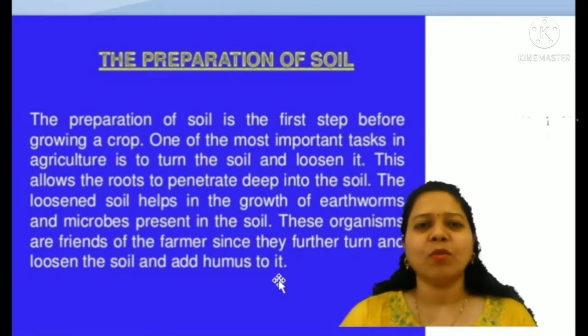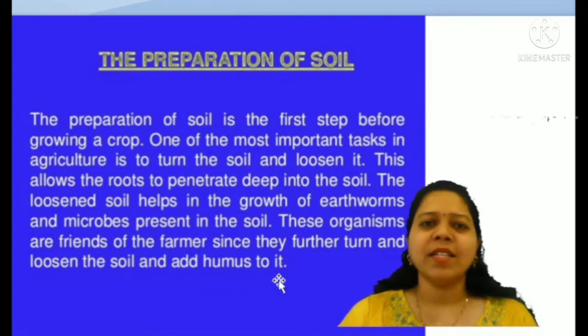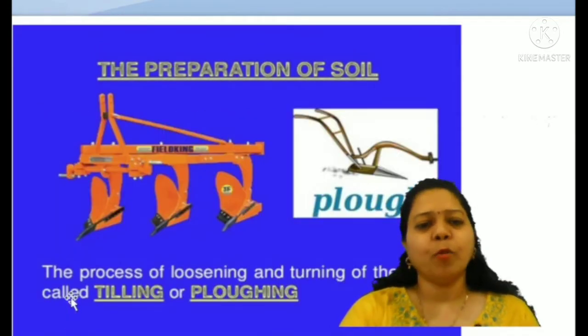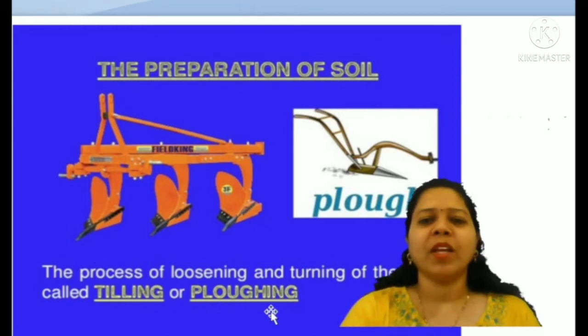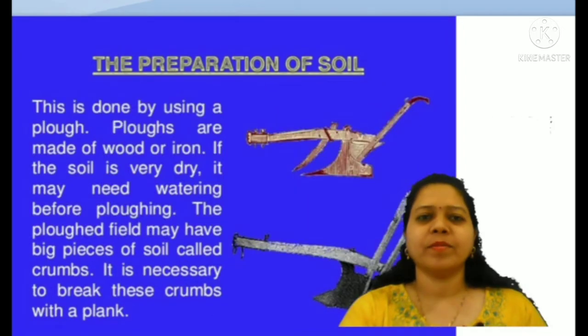Why? Because these earthworms help to loosen the soil, and that's why we are saying these are the friends of farmers. The process of loosening and turning of the soil is called tilling or ploughing. The instrument which we are using to loosen the soil is known as a plough. And this is a plough.